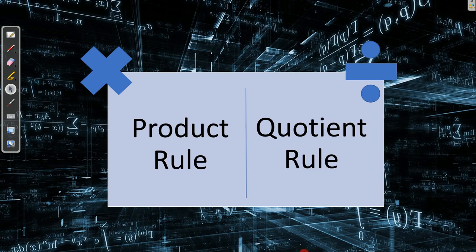We've got two examples to take a look at here for two new derivative rules, the product rule and the quotient rule. Two very important rules that we're going to keep using over and over in this class. So first, the product rule.